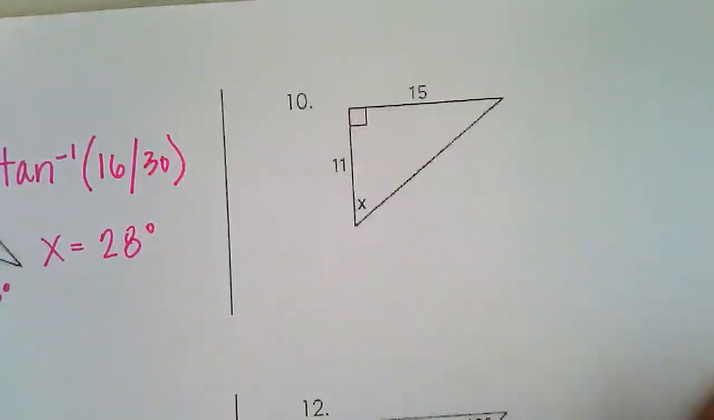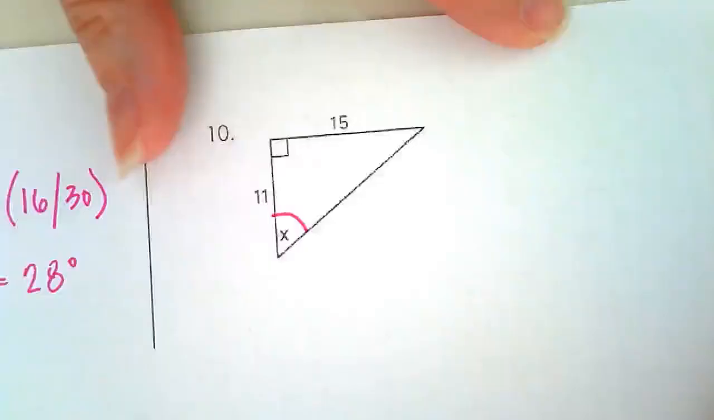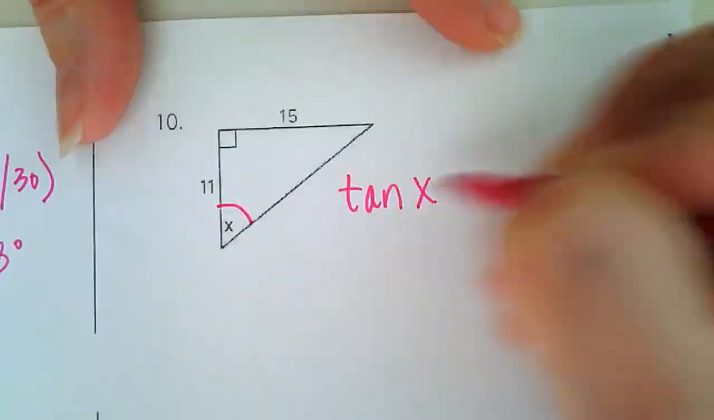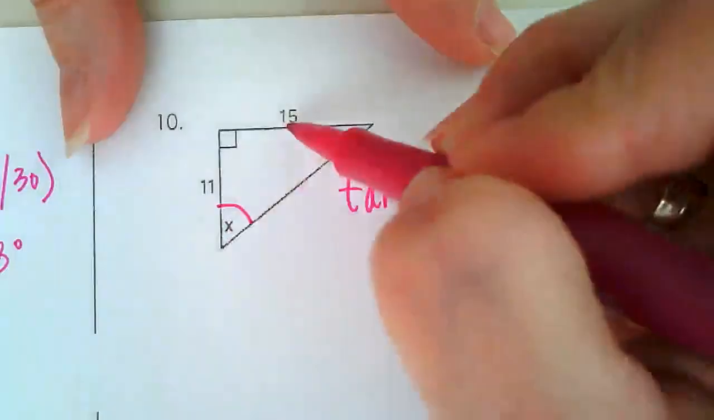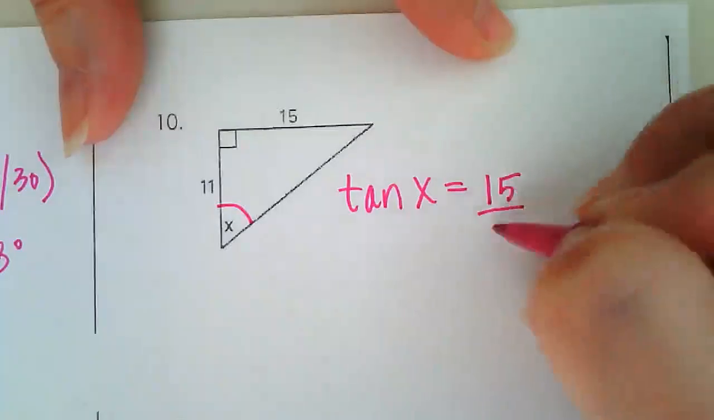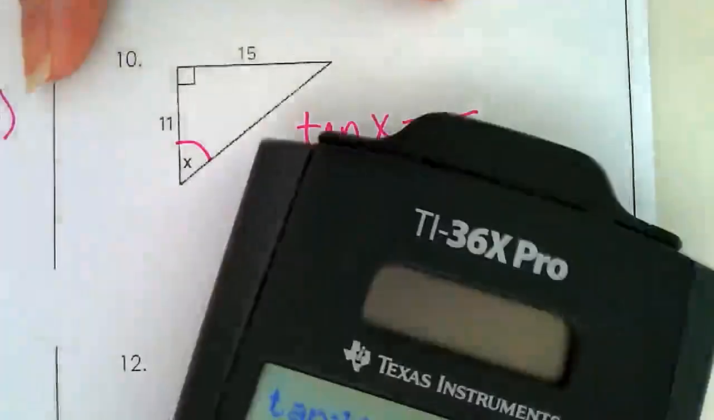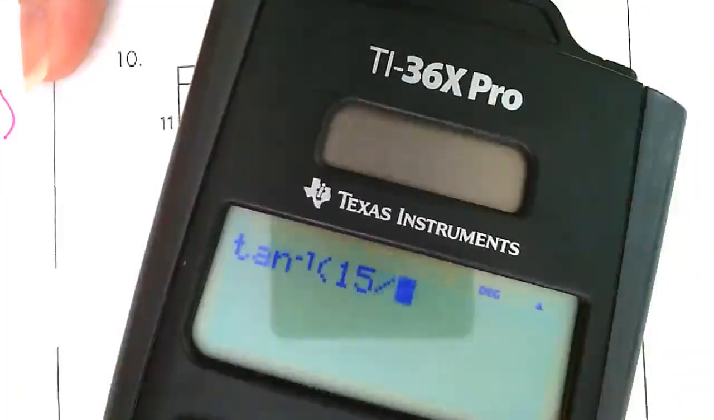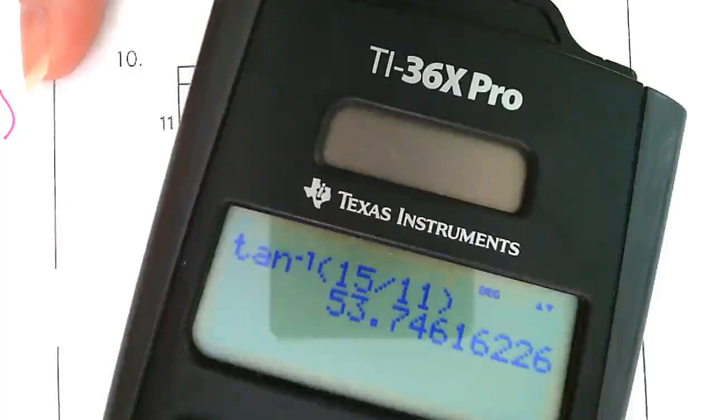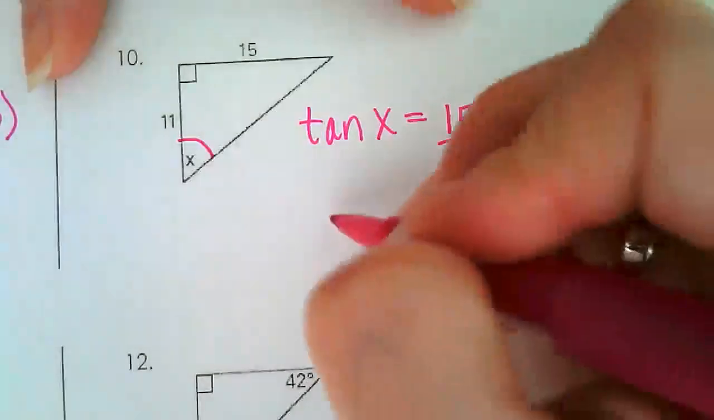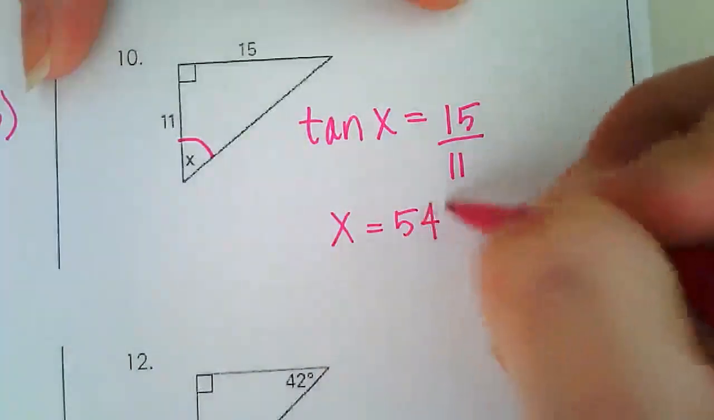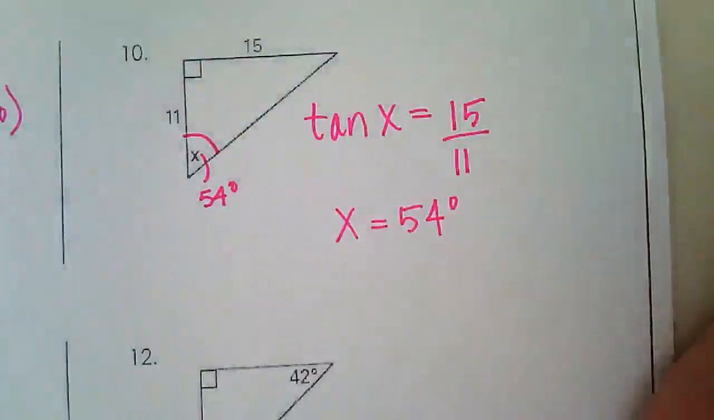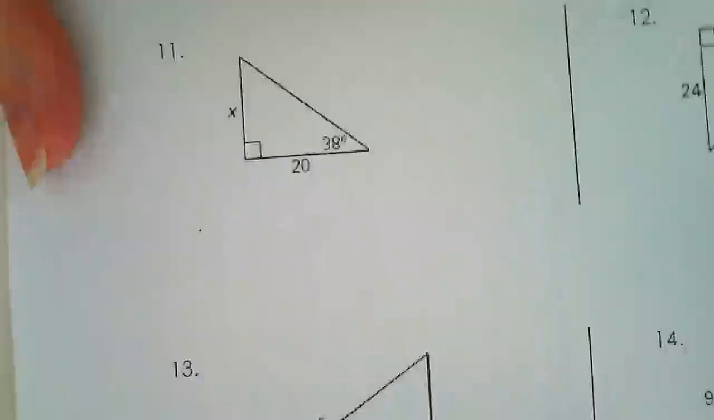All right, number 10. From this angle, opposite and adjacent. We'll just write it the other way just so you get practice seeing everything. So opposite over adjacent is going to be 15 over 11. When I go to the calculator, I need to do inverse tangent, opposite over adjacent, hit enter, and I'm getting 54 degrees. So x is 54 degrees. Once I know what that is, all I have to do is subtract from 90 to get the other angle.